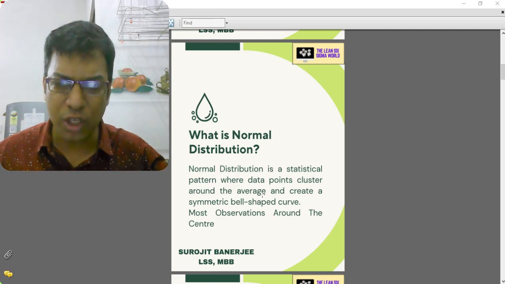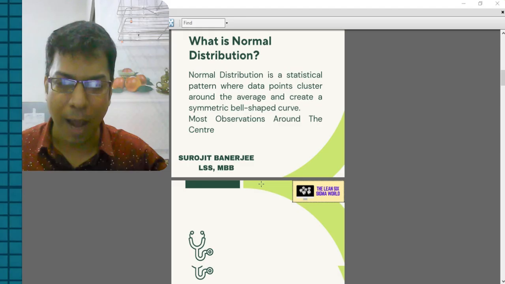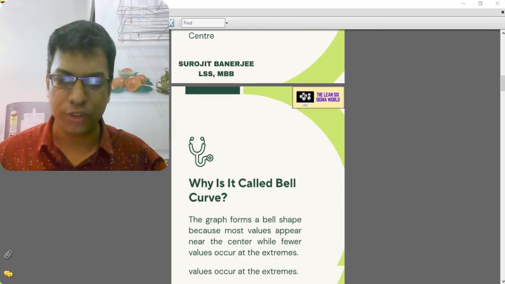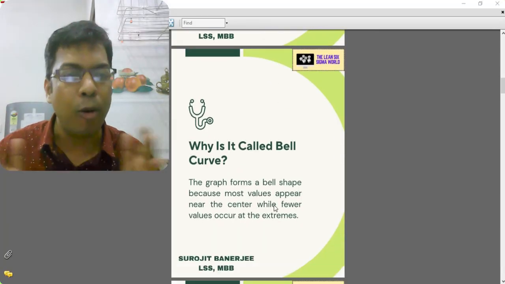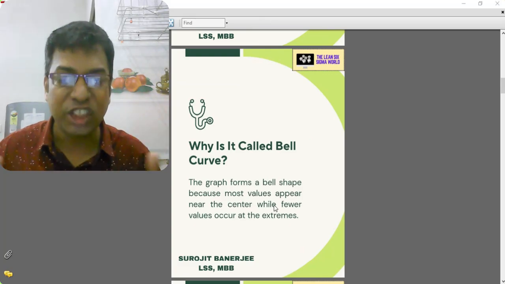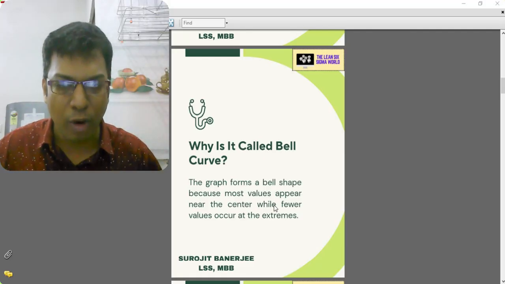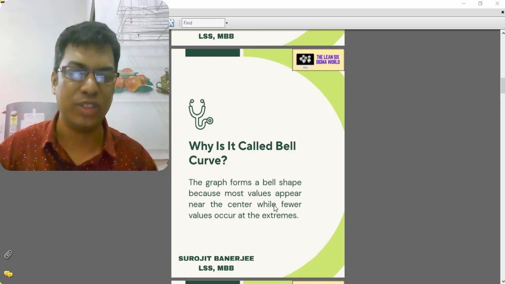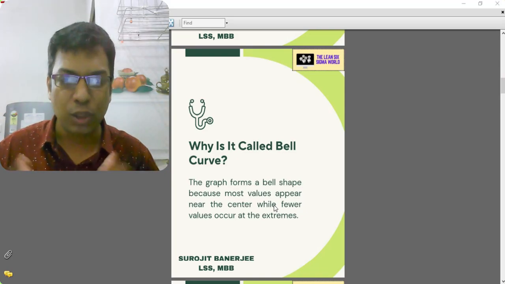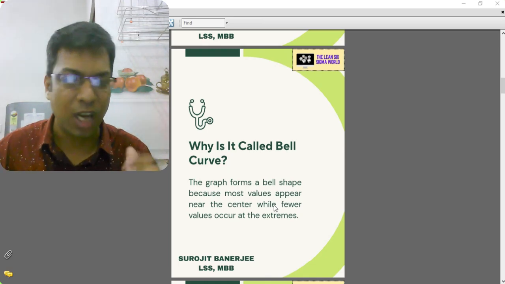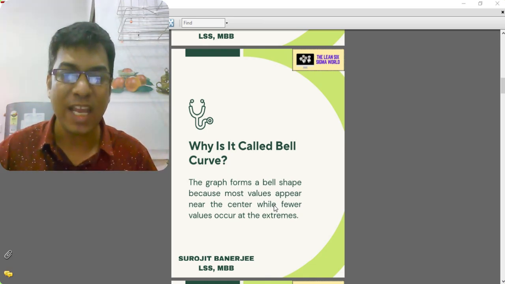Okay, so now we need to know why it is called a bell curve, because the graph that is formed is bell shaped. That's why it is called a bell shaped curve: maximum data points are around the center and fewer data points occur at the extremes, and it creates a bell shape. That's why normal distribution is also called a bell curve.